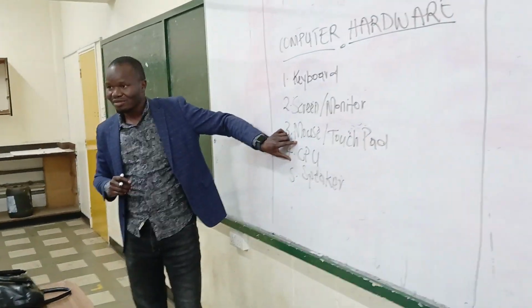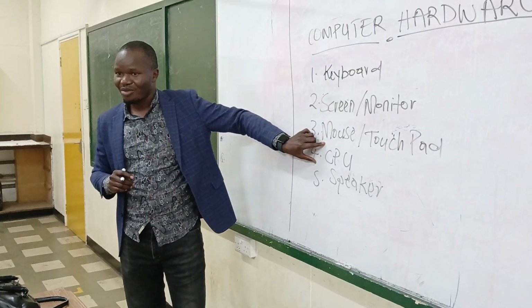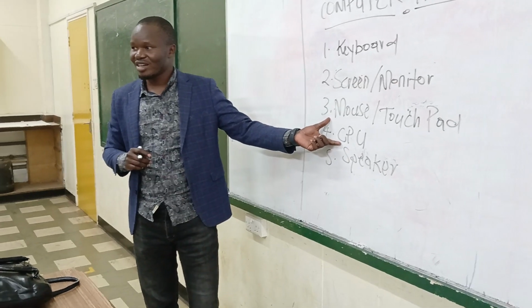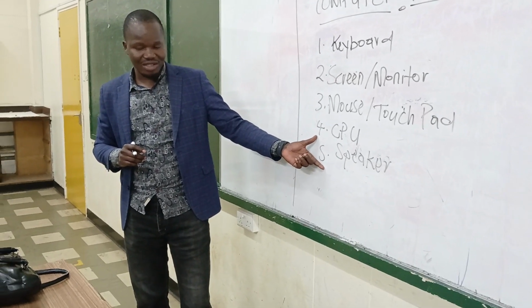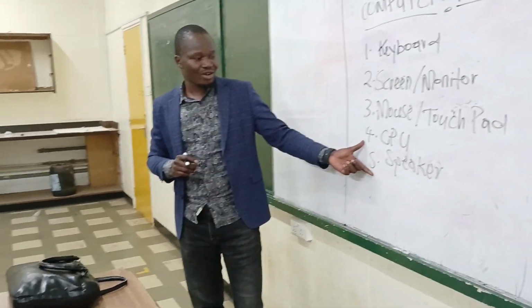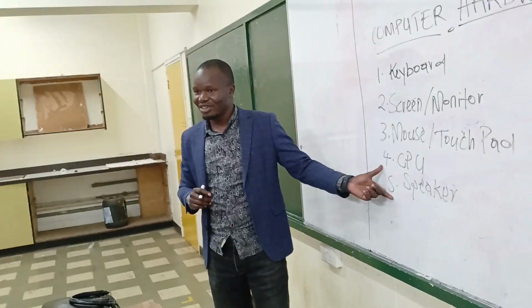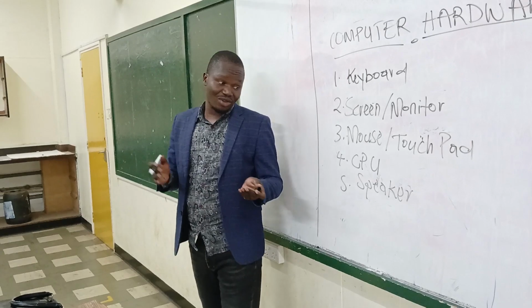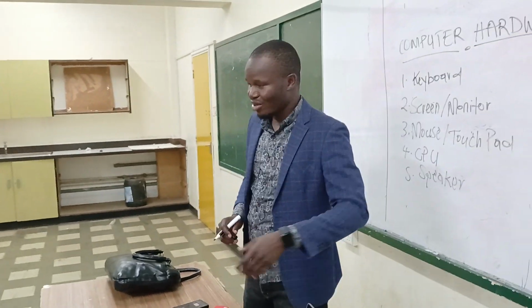Then CPU. CPU is like the brain of the computer. Are we together? So what it does is processing the information and giving you the final product. Then the speaker, this is where you get the sound. When you are playing the audio or video, you get that sound through the speaker. You can have an external speaker which you connect externally, or an internal one which is in the computer.